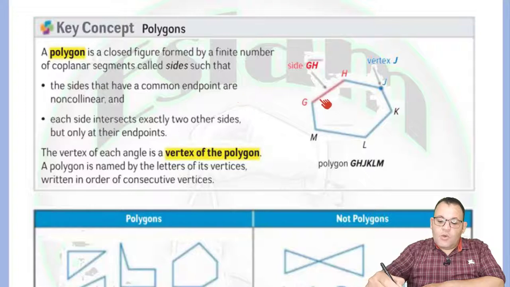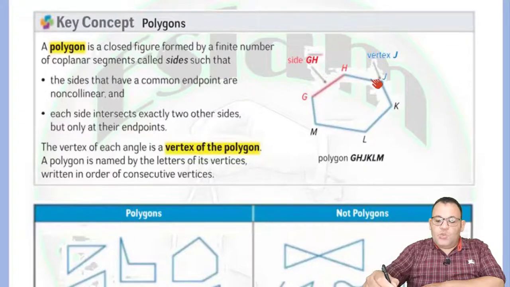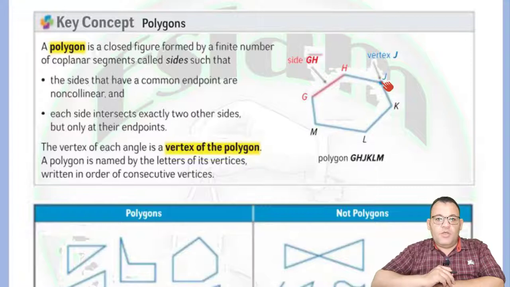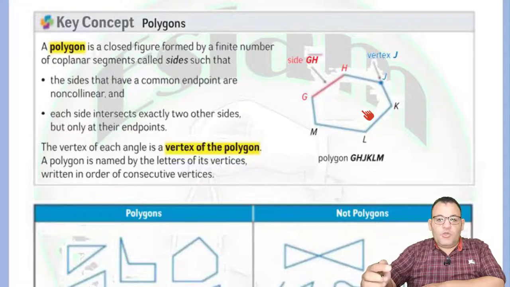Each line segment is called a side of the polygon, and two line segments intersect at one point, which is defined as the vertex of the polygon. So we have a line segment, which is the side of the polygon, and two line segments intersect at one point, which is defined by the vertex. If you look at any polygon, you will find that the number of sides equals the number of vertices, which equals the number of angles. To say that a shape is called a polygon, we have some conditions.